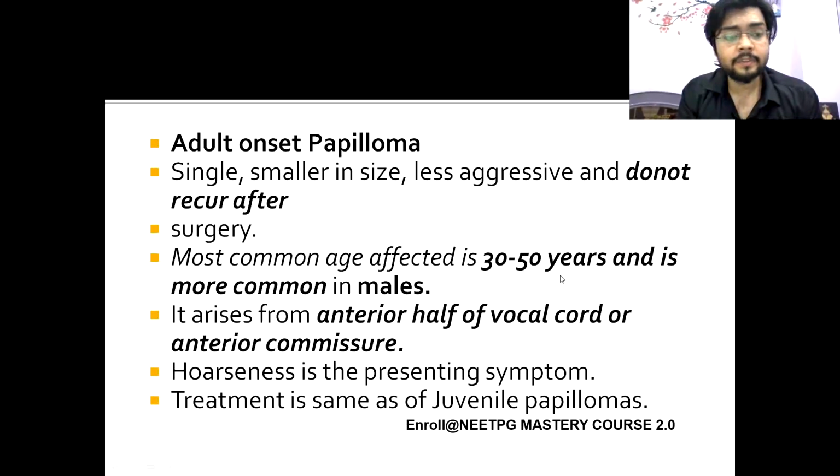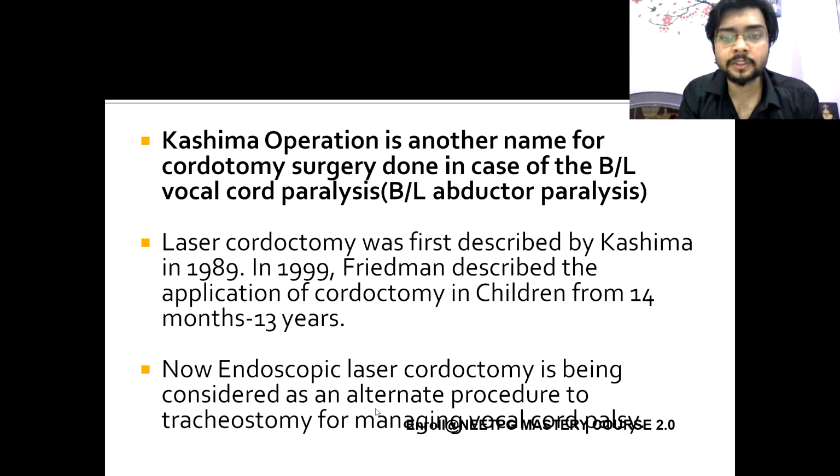Age is 30 to 50 years, more common in males, and arise on the anterior half of the vocal cord. Hoarseness is the symptom, but most important is juvenile onset recurrent respiratory papillomatosis. So if they ask, they will be asking you juvenile onset recurrent respiratory papillomatosis.